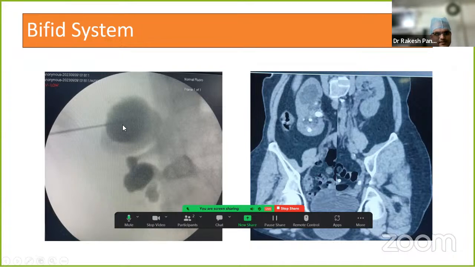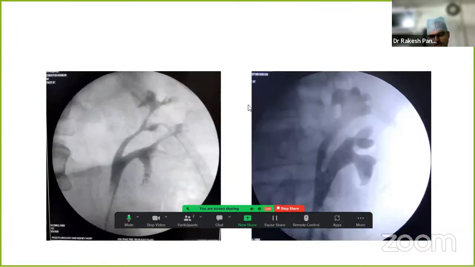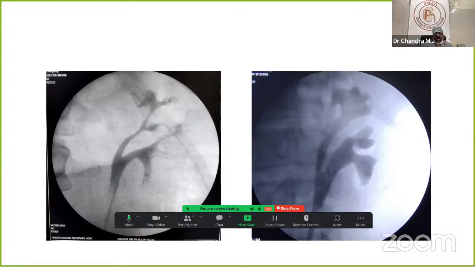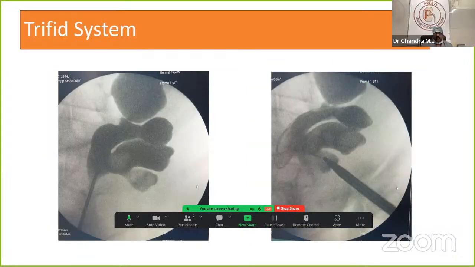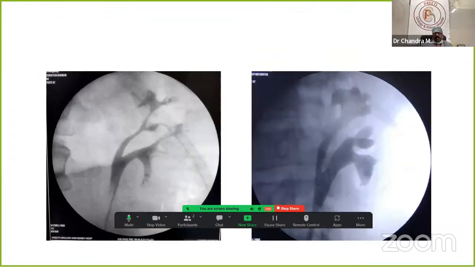This is a case of bifid system. Again, we came from a superior calyx and we could clear this pelvic stone, and for this small inferior calyceal stone we took help of the flexiscope to clear. This is again a classical example of bifid system. You have to puncture both the systems to clear the stones. But in supine PCNL, we can take help of the flexiscope and clear these stones. Yes. Bifid system, trifid system, small stones, always supine and ECIRS is better.